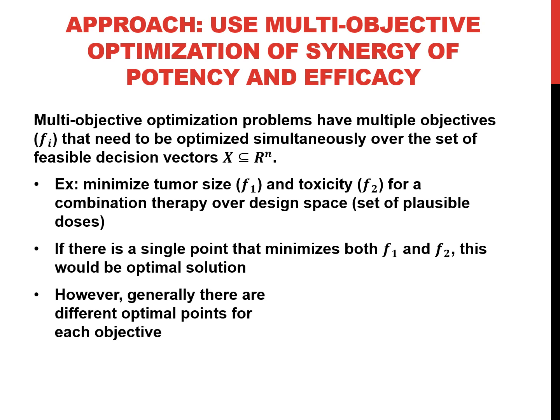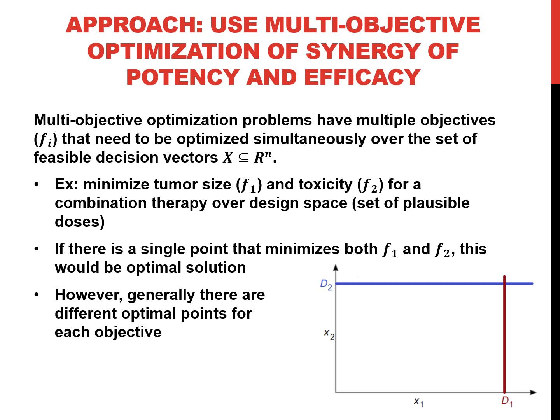Of course, generally there are different optimal points for each objective. For example, let's look here. This is the minimal toxicity, which is 0 dose of both drugs. Well, this is also minimal efficacy, not really optimal. Maybe you want to minimize tumor size. That's the highest doses of these two drugs. Well, that is probably also going to give you the highest toxicity. And so this is also not that easy to do.